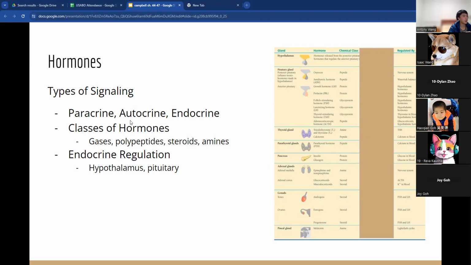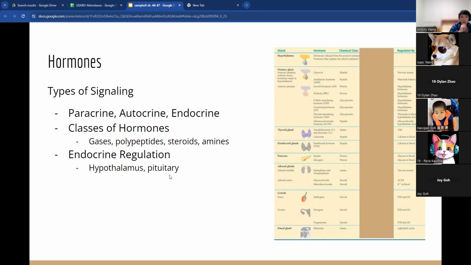And your endocrine system is regulated by, well, they kind of regulate each other. So your hypothalamus regulates your pituitary, which regulates the rest of your body, and the rest of your body regulates your pituitary. So how do they do this? Let's talk about the classes of hormones that the hypothalamus and the pituitary secrete.